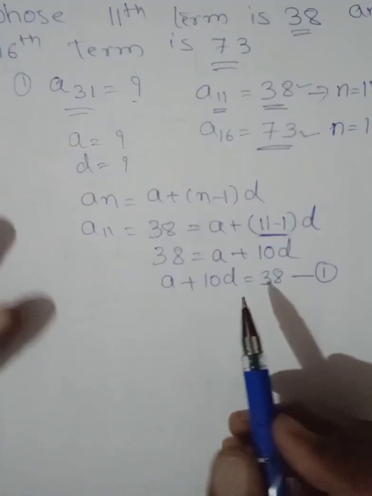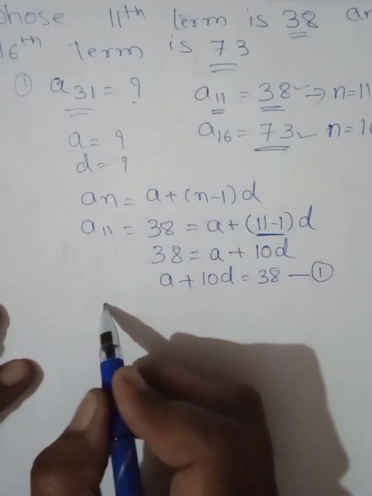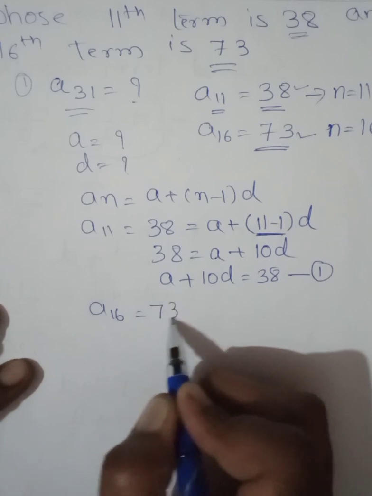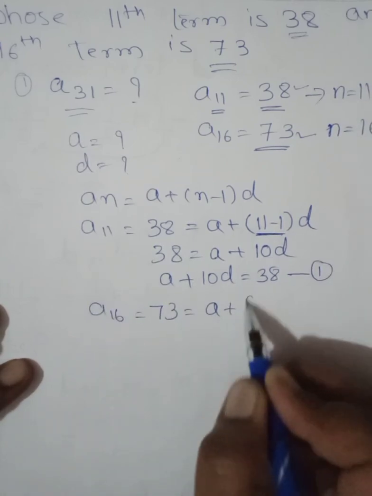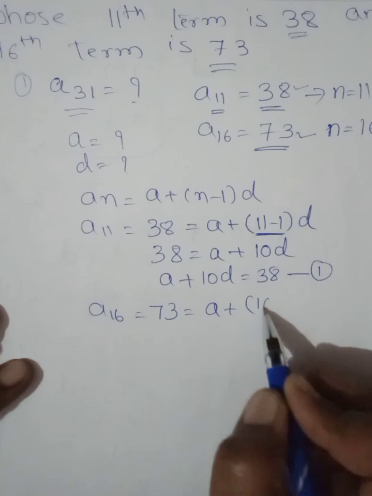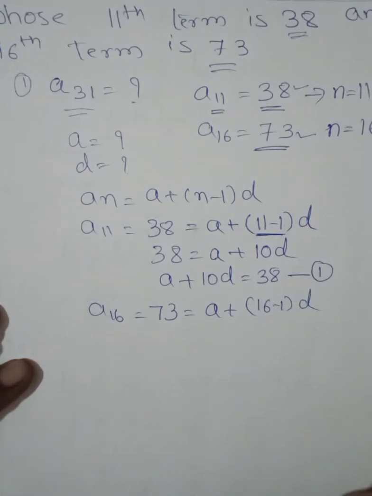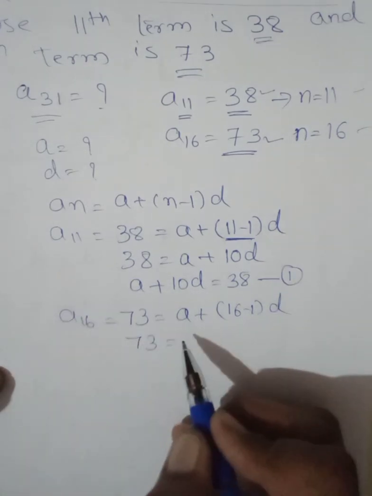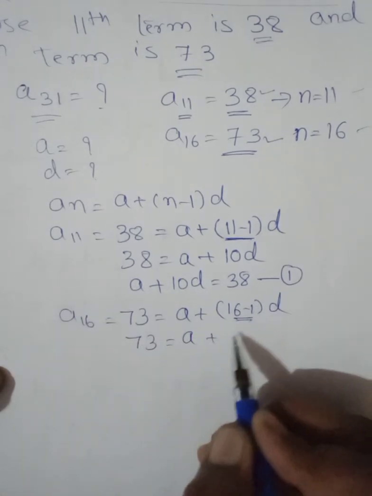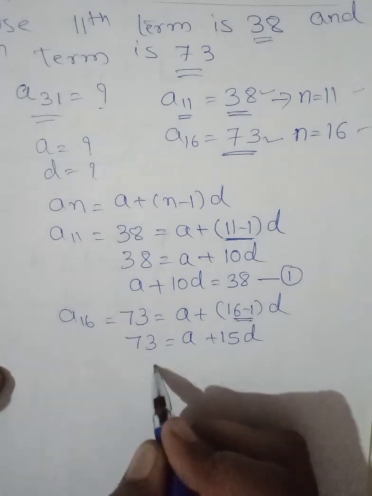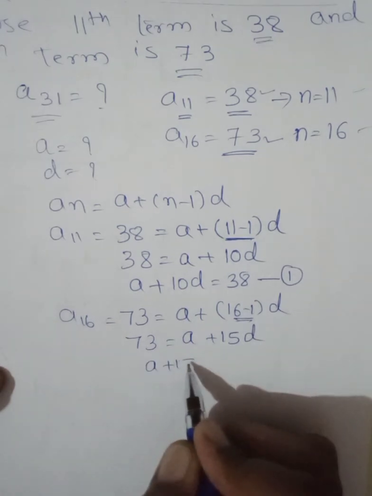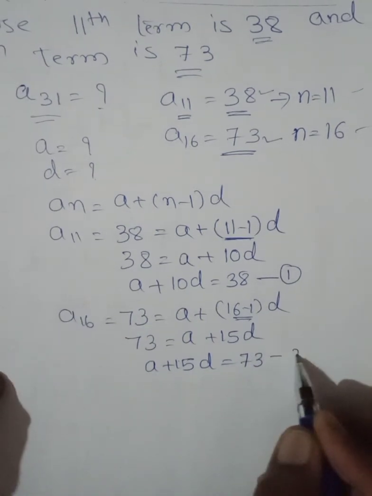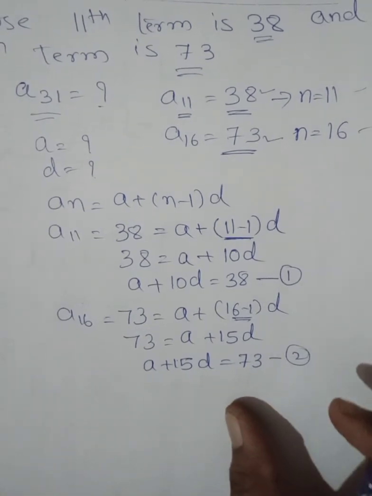Yes. Now what I am doing here, I am taking the same A16. A16 is equal to 73, which is equal to A plus N, here it is 16, minus 1 into D. This way you are writing. So 73 is equal to A, we don't know, 16 minus 1 is 15D. So you are going to write here A plus 15D is equal to 73. This is our second expression.